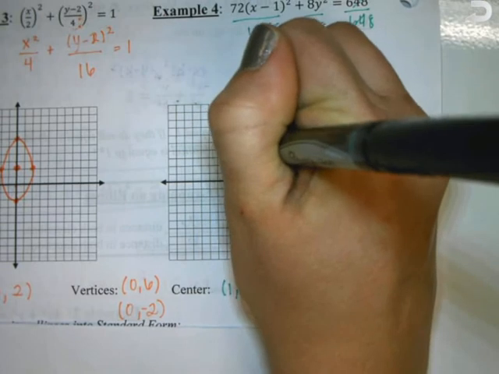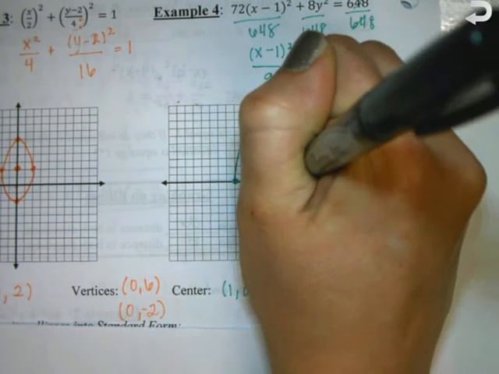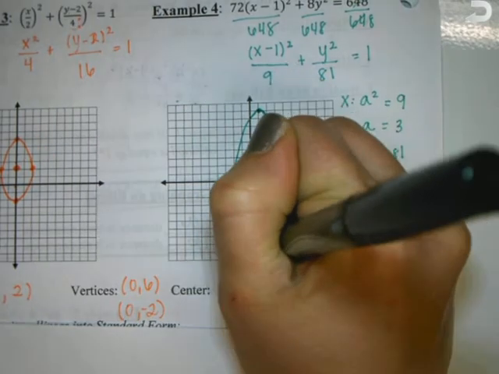Okay, looking at my vertices, where are they? They are at (1, 9) and at (1, negative 9). So we figured it out.